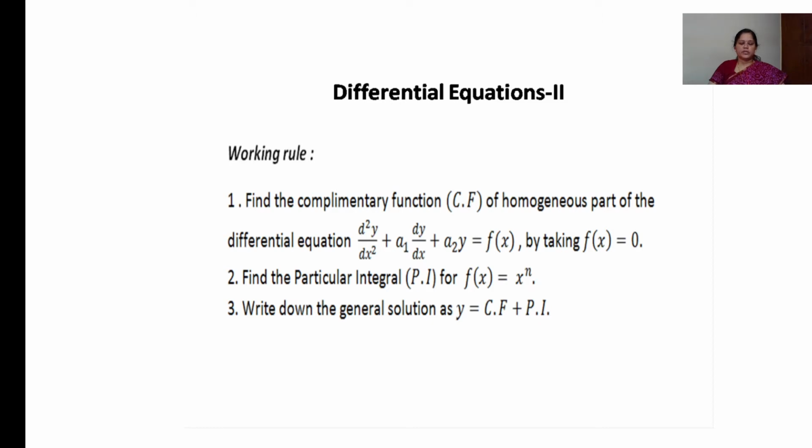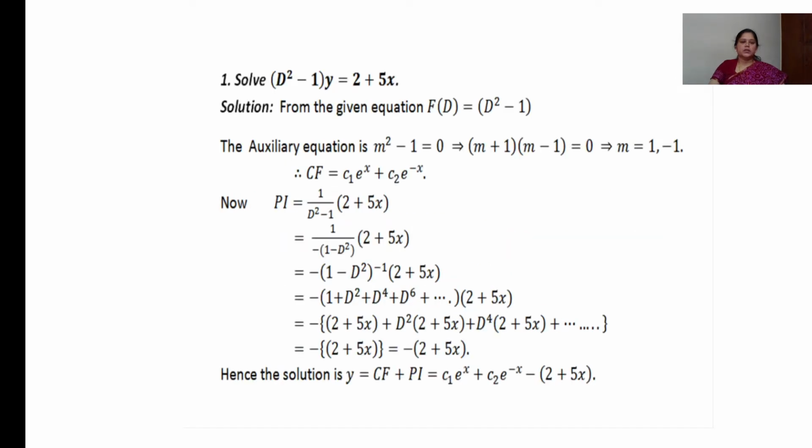Then the second point is find the particular integral for f of x is equal to x to the power n. Write down the general solution y is equal to CF plus PI. So here with some examples we are going to see how we can simplify and get the general solution for this type of problems.